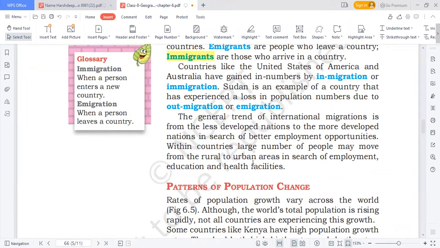Clear? Any questions till there? Yes, any questions?